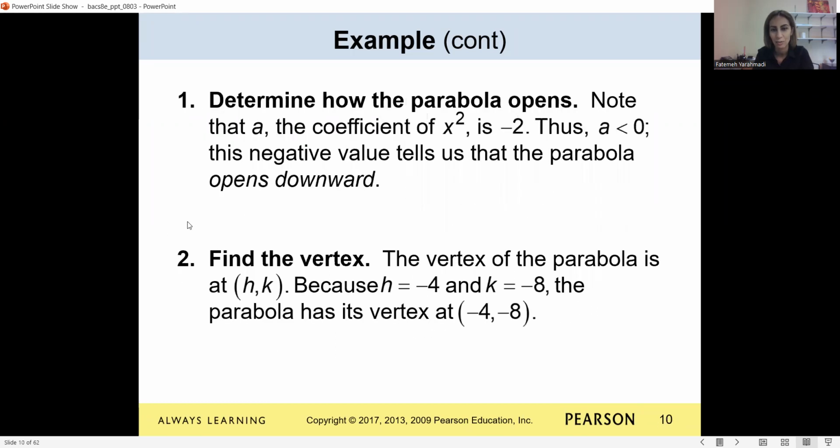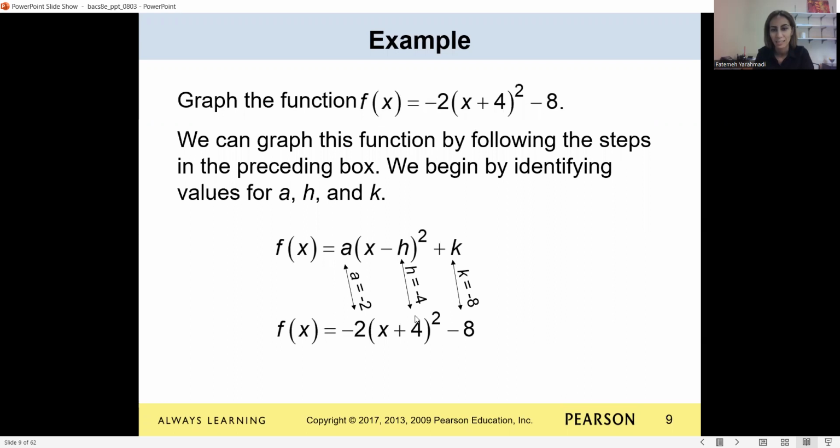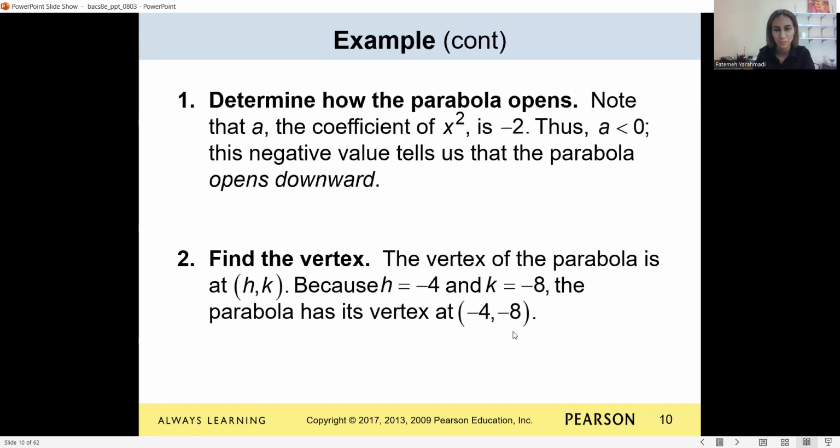Let's go back to the previous slide. a(x - h)^2 + k. a is -2, h is -4, and k is -8. And we have the vertex (h, k). Those two numbers are not necessarily positive. You might end up with negative numbers like in this case. So we have a, which is -2, and we have h and k, which is the vertex.